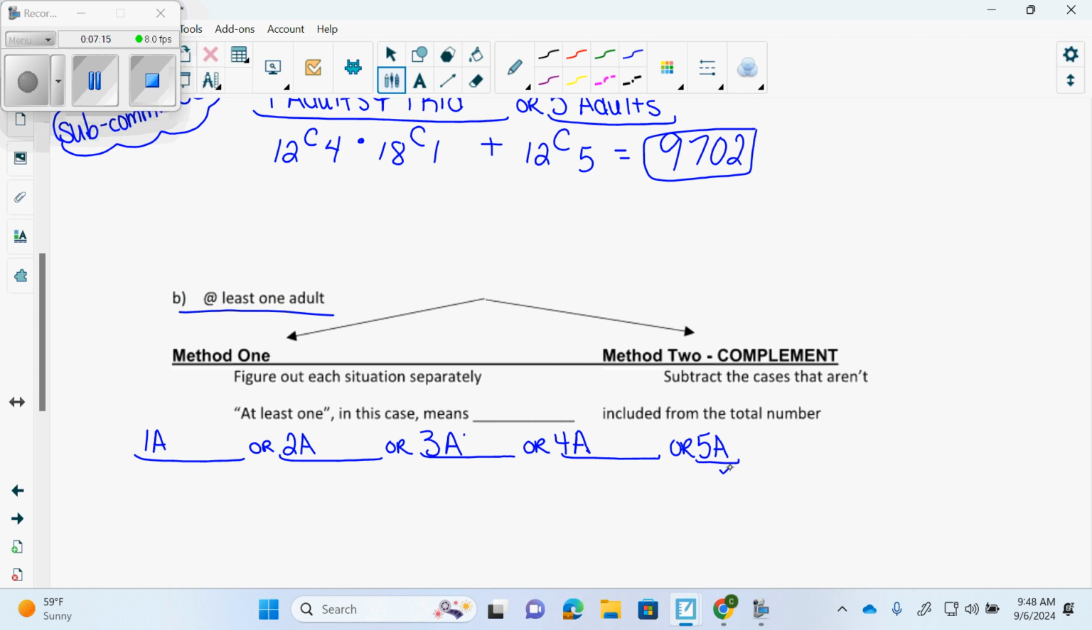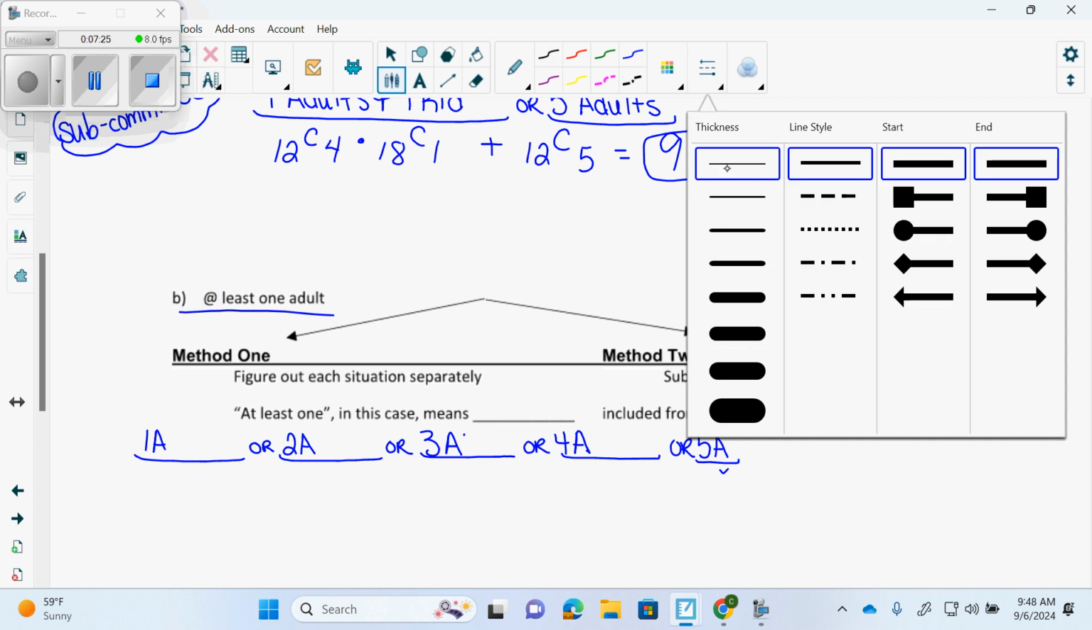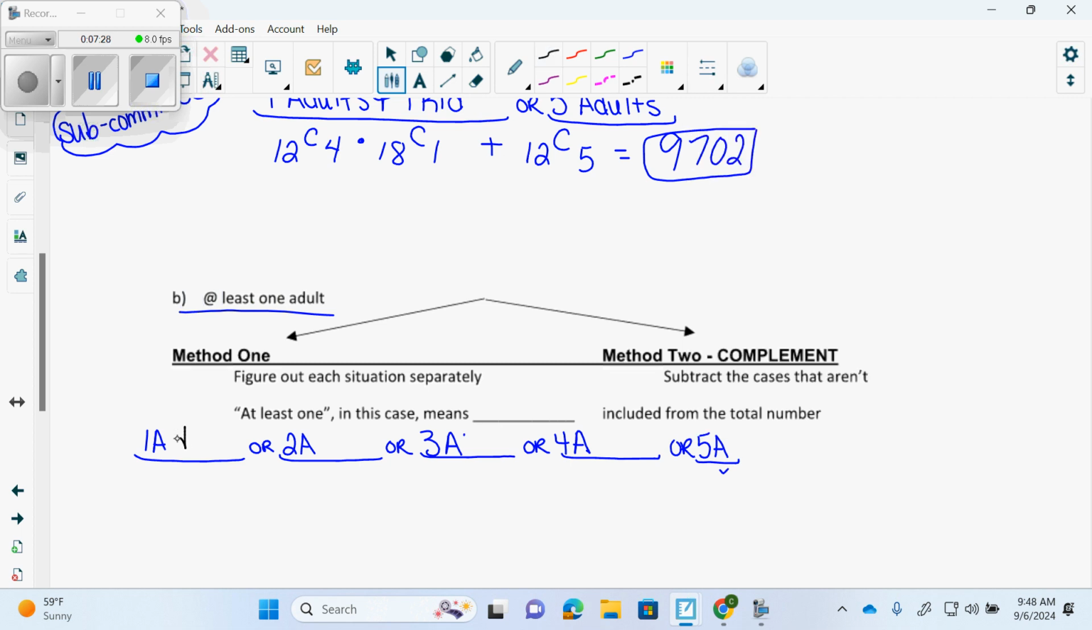What's the problem with the other 4? Do I have enough people on my committees? So I need to supplement, correct? With what? Kids. So I have 1 adult I'm going to need and 4 kids. Or 2 adults and 3 kids. Or 3 adults and 2 kids. Or 4 adults and 1 kid. Now I have 5, 5, 5, 5, 5. So I'm going to get both.